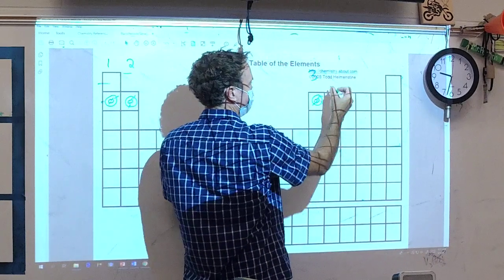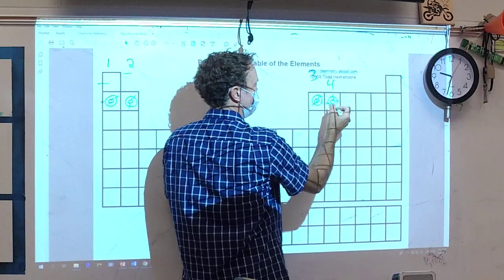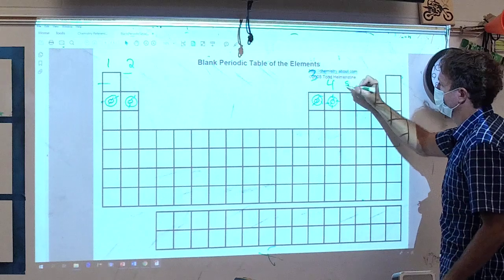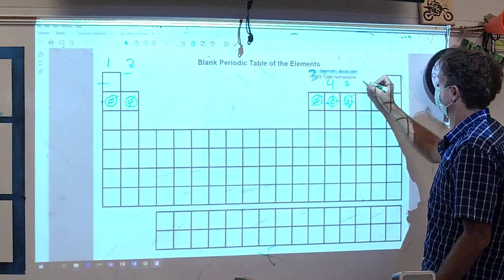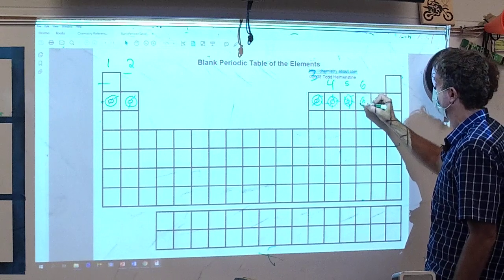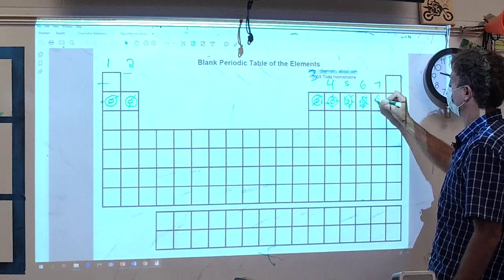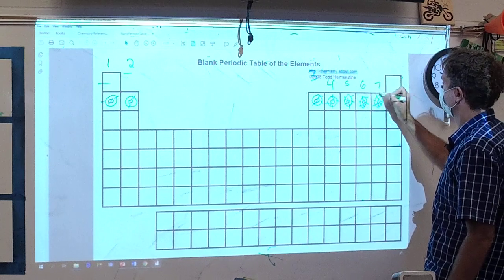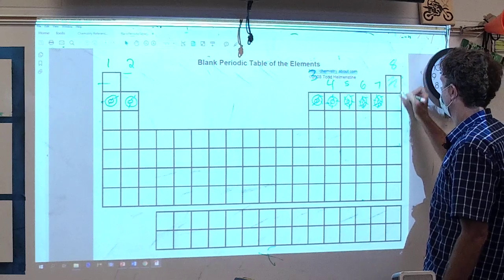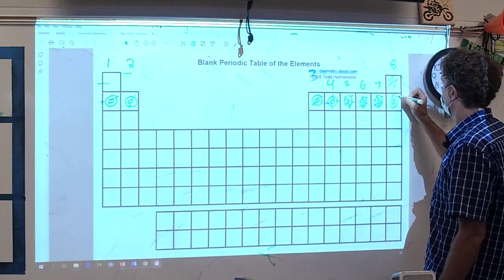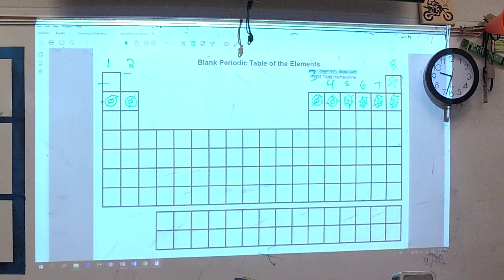There's boron. Everything in group 4 would have 4 valence electrons. Here's carbon. Everything in group 5 would have 5 valence electrons. Here's nitrogen. Everything in group 6 would have 6 valence electrons. Here's oxygen. Everything in group 7 would have 7 valence electrons. And there's fluorine. Everything in group 8 would have 8, except for helium. There's neon. Does that make sense to you?